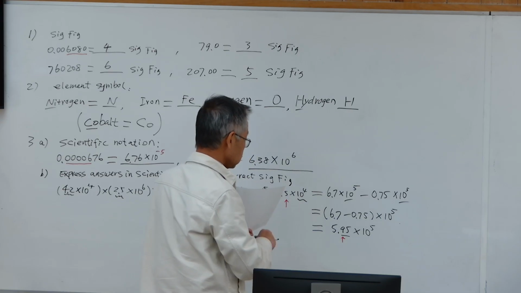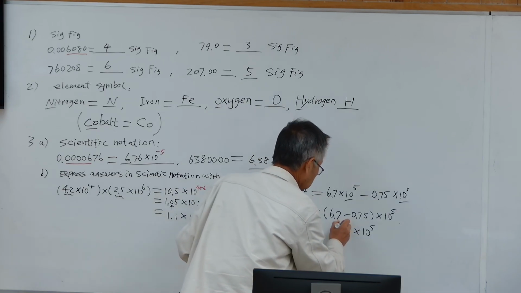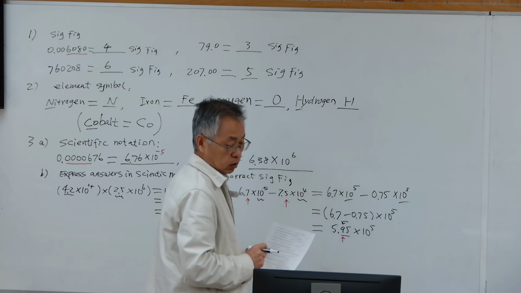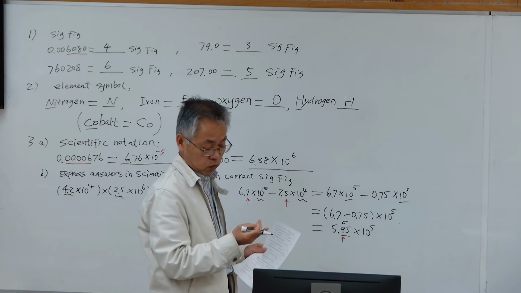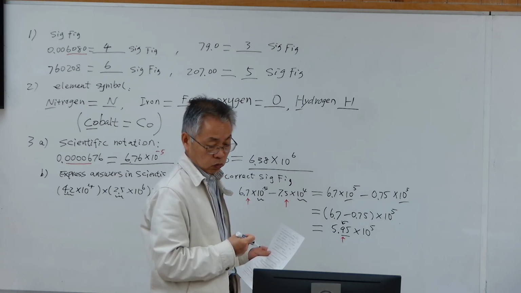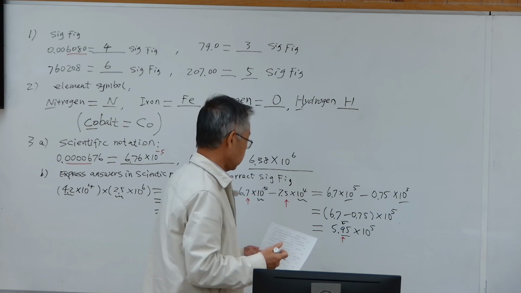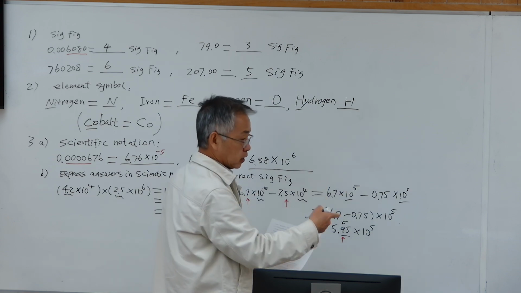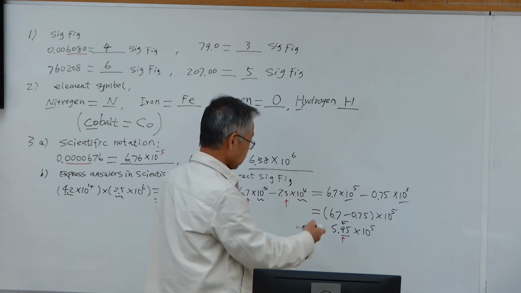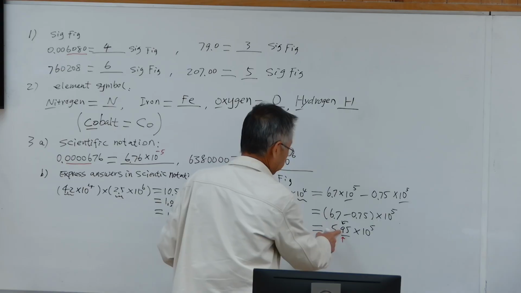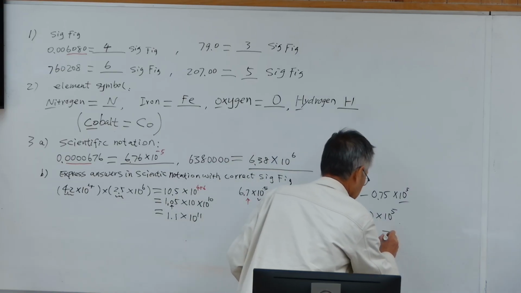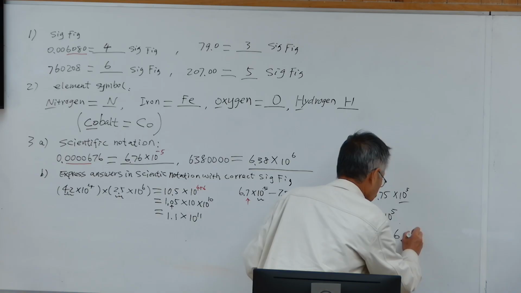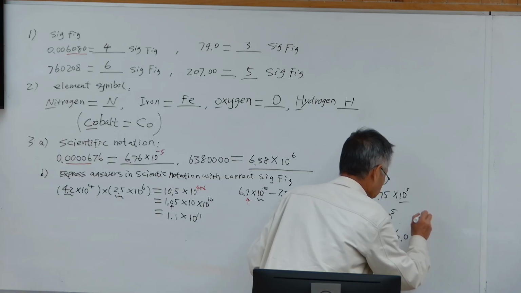But since the next digit is 5, we need to round up. If it is less than 5, like a 4 or 3 or 1 or 2, then just delete it. If it is 5 or 6 or 7 or 8 or 9, then we need to round up. Then 9 becomes 10, and this 5 becomes 6. So your final answer should be 6.0 times 10 to the 5th power.